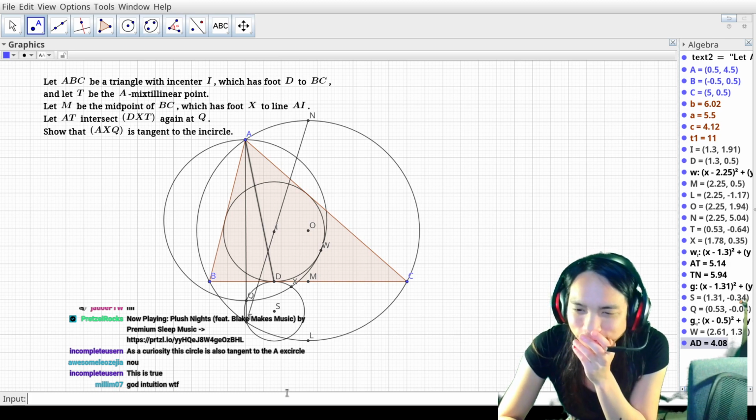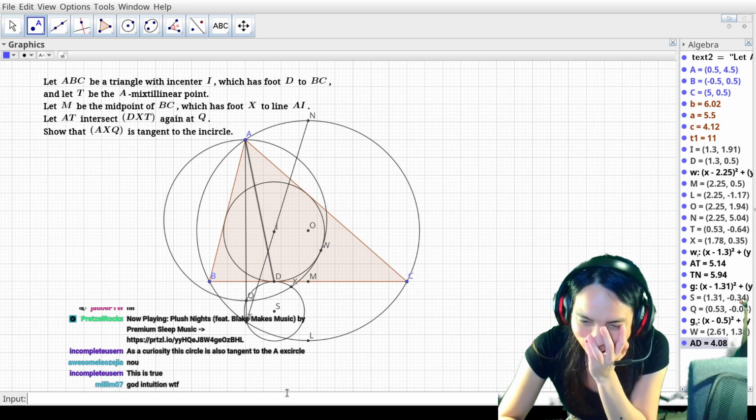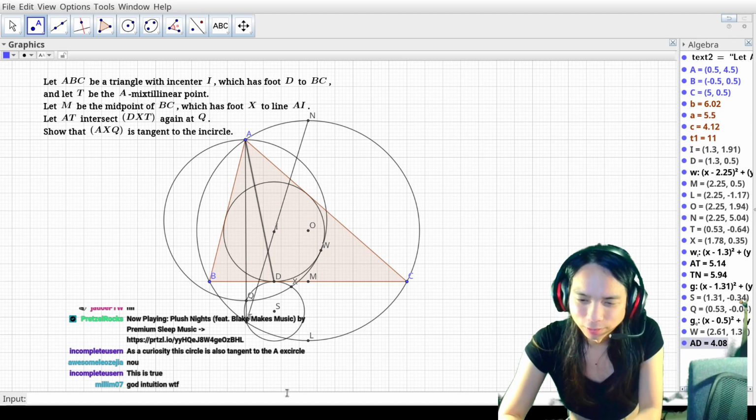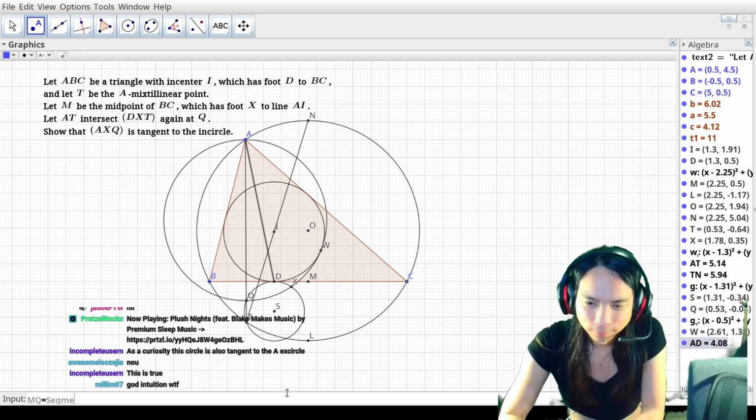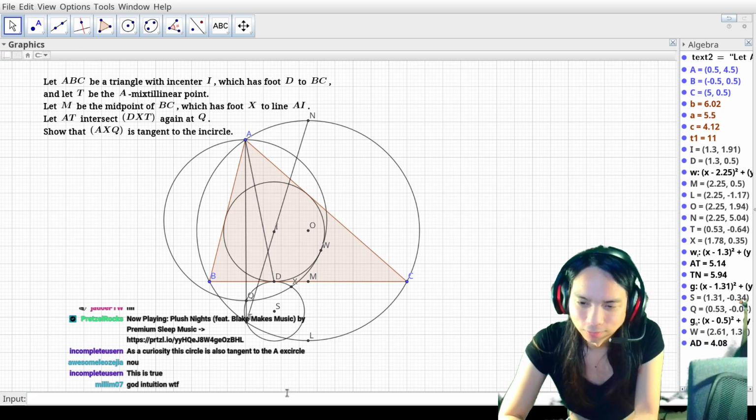Yeah, I'm trying to remember how that point works. Also, are M, X, Q collinear? That would also be pretty good. Yeah, that's also true. Okay.